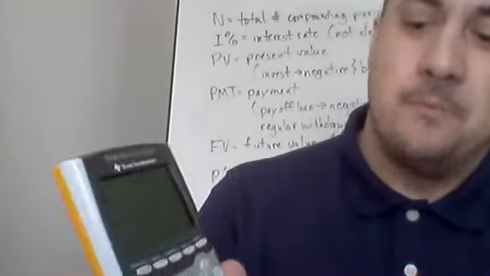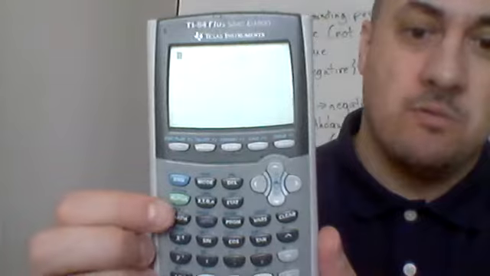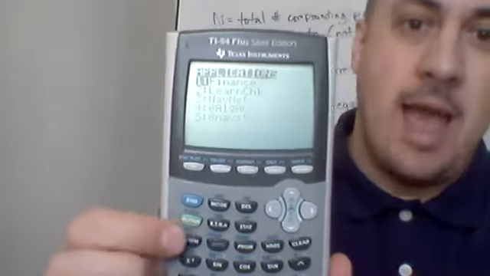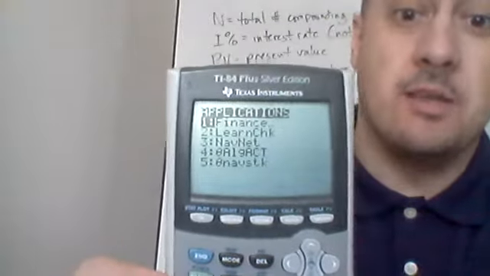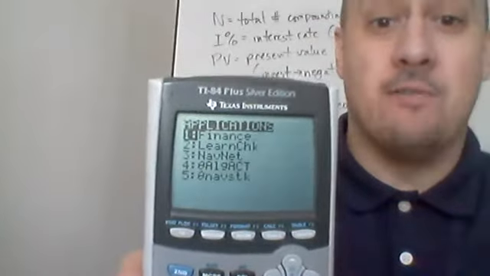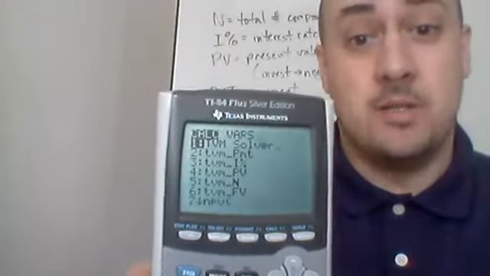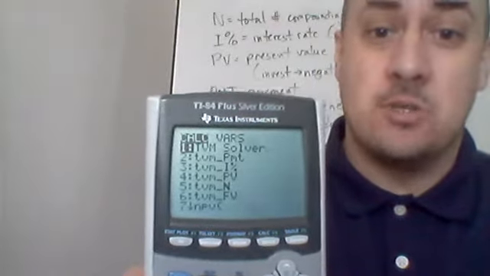To get to that, it's one of the applications on your calculator. If you go to the Apps button, which is next to the Math menu, you'll notice several things on that menu, which you can explore on your own time. But we're interested right now in the first one, which says Finance. So you hit Enter, and under Finance, there's a whole bunch of stuff. The first one there is TVM Solver.